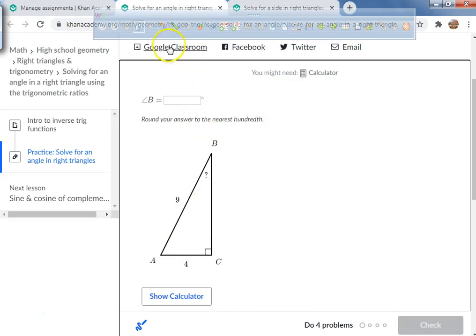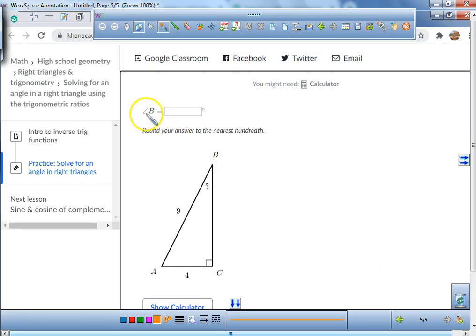Hopefully you've drawn the triangle. This time, we're trying to find the measure of angle B. So you can see that little question mark right there. That's what we're trying to find. I'm going to use capital B for this particular scenario.